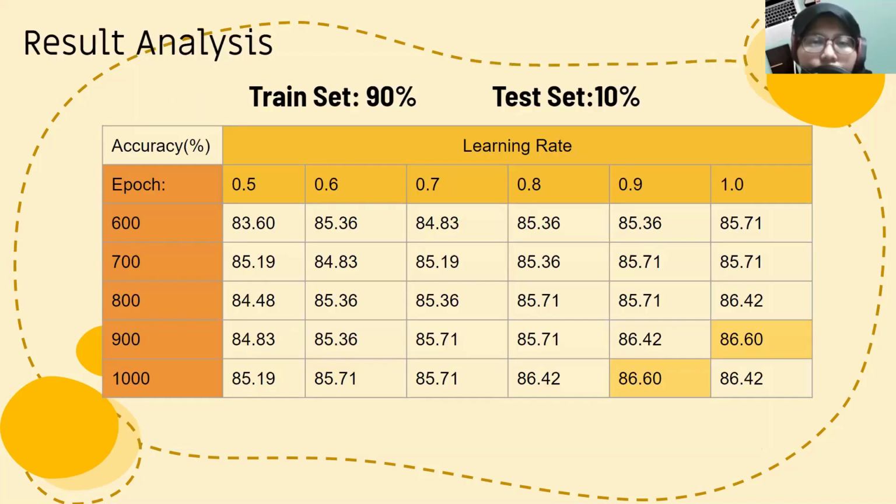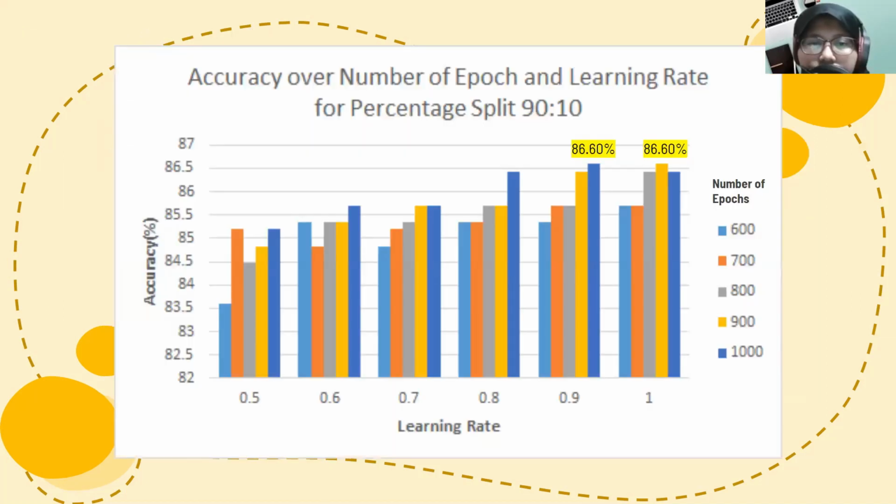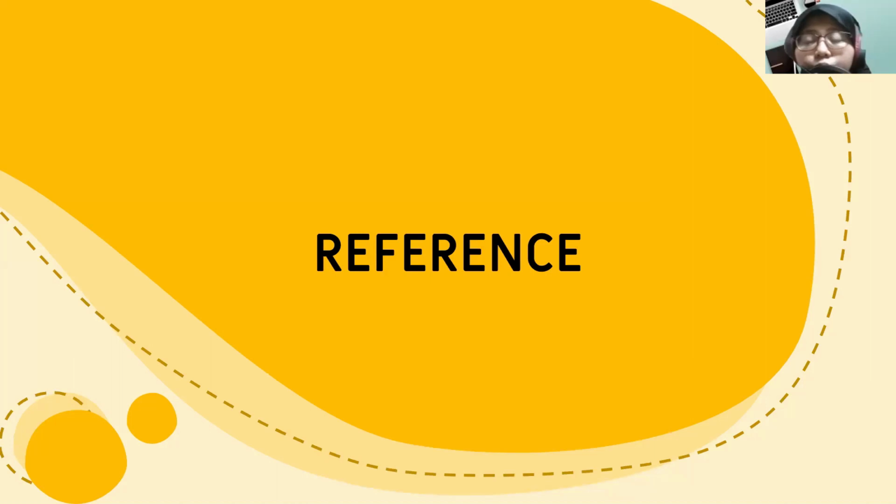Okay, let's move on to our last result analysis, which is training set 90% and test set 10%. As you can see, the highest accuracy is 86.60% with epoch 1000 with learning rate 0.9 and also epoch 900 with learning rate 1.00. This is our graph for percentage split 90-10 for various learning rates 0.5, 0.6, 0.7, 0.8, 0.9 and 1 for various epochs.